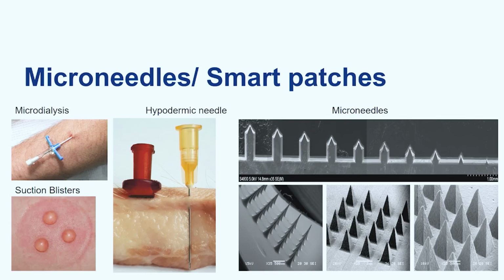If you have 5 liters of blood, you have 12.5 liters of skin interstitial fluid. The skin is the largest organ. You can access the skin interstitial fluid because it's a treasure trove of biomarkers, and there are different ways of doing it. You can either do microdialysis, you can do suction blisters, or you can use microneedles.